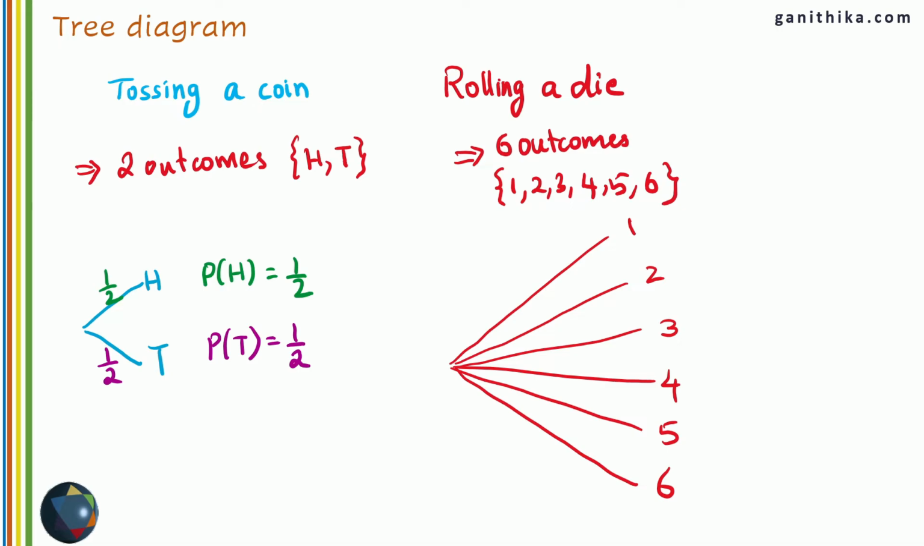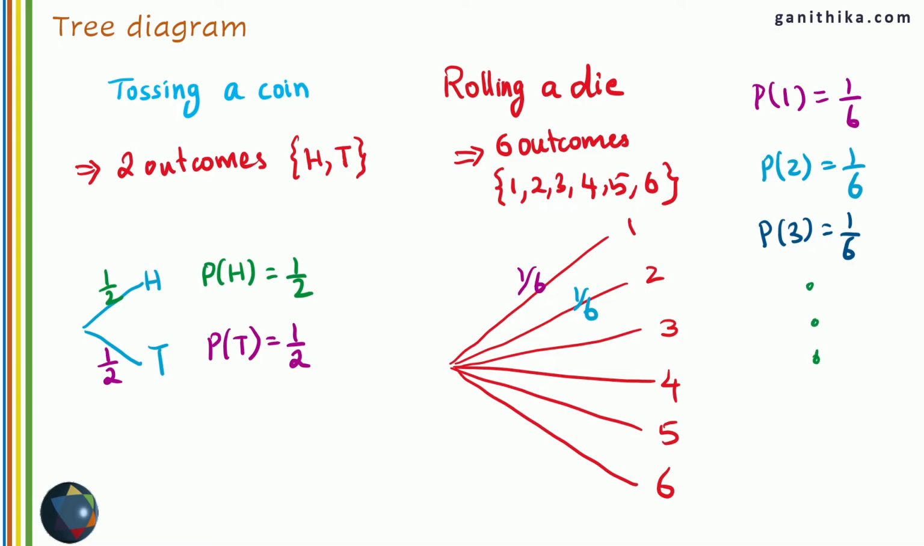What is the probability of getting 1 in rolling a die? There is only one option out of 6 options. Therefore, 1 out of 6. Therefore, you will write the probability over the branch like this here. Similarly, probability of getting 2 is also 1 over 6. So, you will write the 1 over 6 here. Probability of 3, probability of 4, probability of 5, everything is going to be the same. You will write the probabilities on the branches like this.